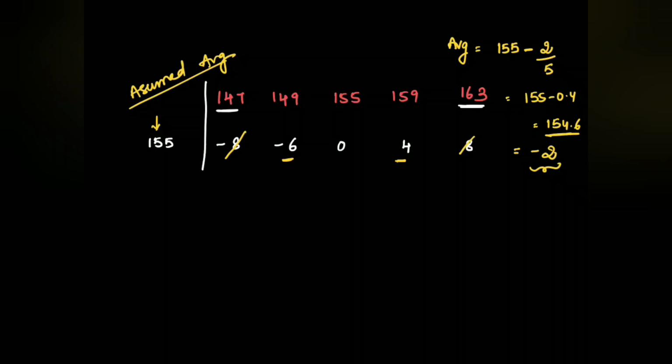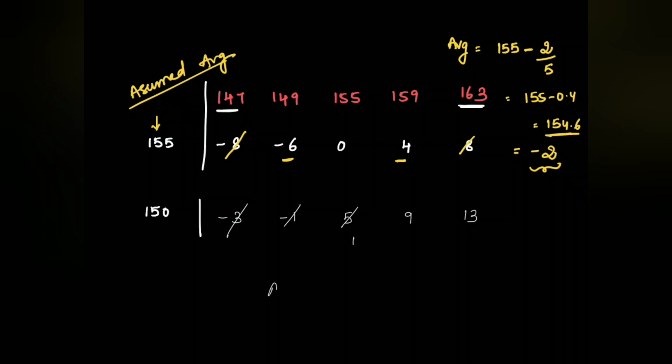Now, do we only need to take 155? Not necessary. So you can also take 150. Let's take 150 and find out the deviation. Now your assumed average here is 150. Find out the deviations between 150 and all the observations given. 147 minus 150 is minus 3, then minus 1, then plus 5, plus 9, then plus 13. Minus 3, minus 1, minus 4, plus 5, if I cancel it will be 1.